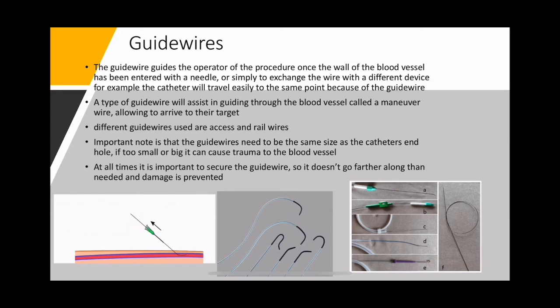An important note is that the guide wires need to be the same size as the catheters and the hole. If too small or too big, it can cause trauma to the blood vessel. At all times, it is important to secure the guide wire so it doesn't go farther along than needed and damage is prevented.